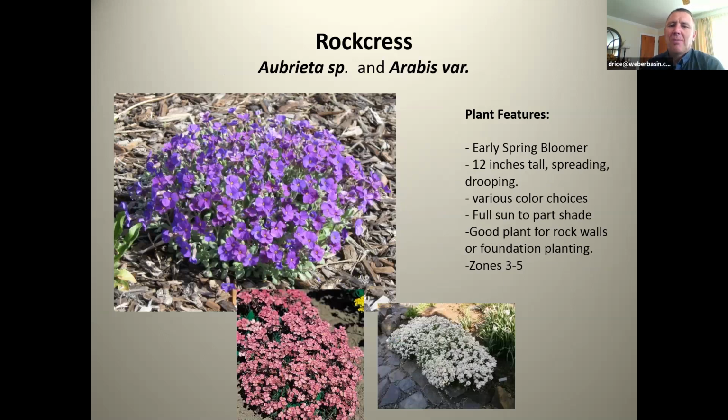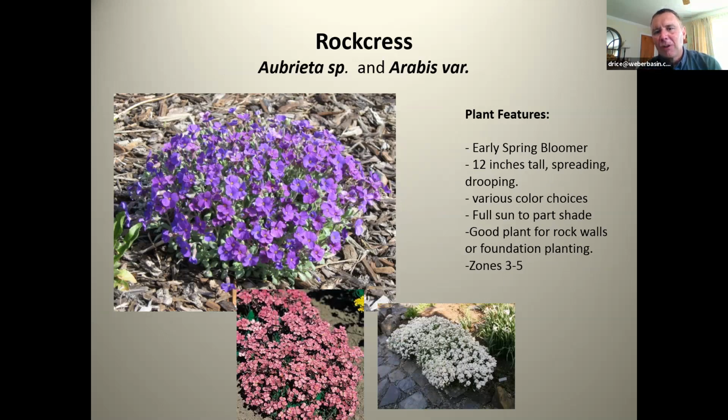This one's a kind of a common one. You see this blooming now as you drive around, you may see some yards with some colors, some pinks and blues and stuff like this. Rock cress is a great plant. Early spring bloomer, 12 inches tall or so. Some of them are a little shorter, 8 to 12. Spreading, it can droop, it can kind of trail over walls a little bit.